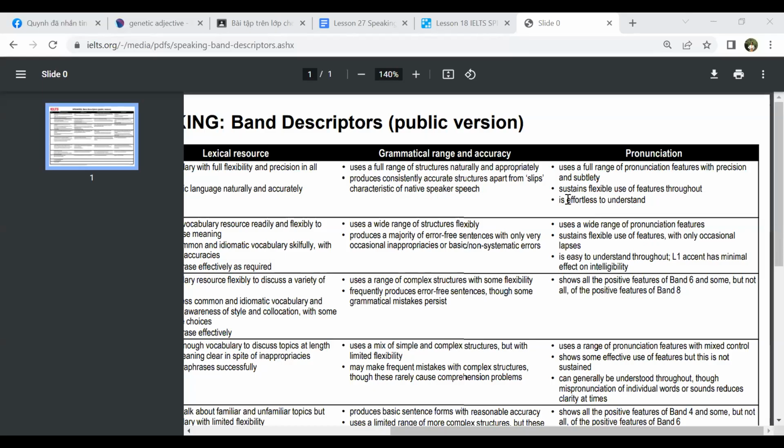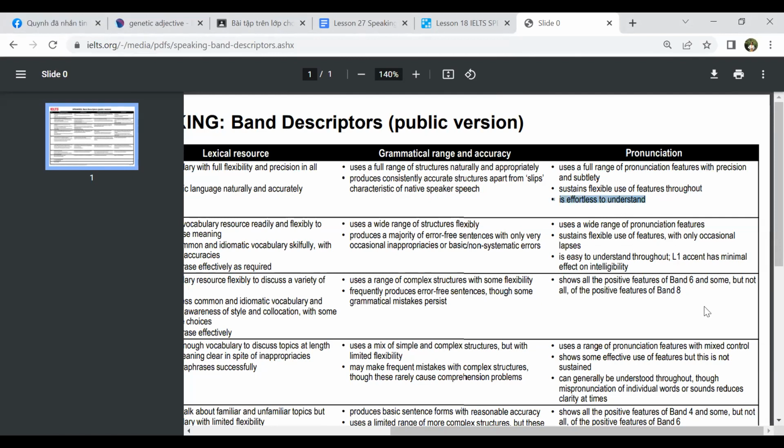At band 9 it says, about pronunciation, the candidate is effortless to understand. Now if you want band 9 in pronunciation, you don't spend your time trying to copy an American or a British accent. Instead, have a clear voice, right? Because if you speak too fast, the examiner will have to make an effort to follow you. It means that here you will eliminate the chance of getting band 9.